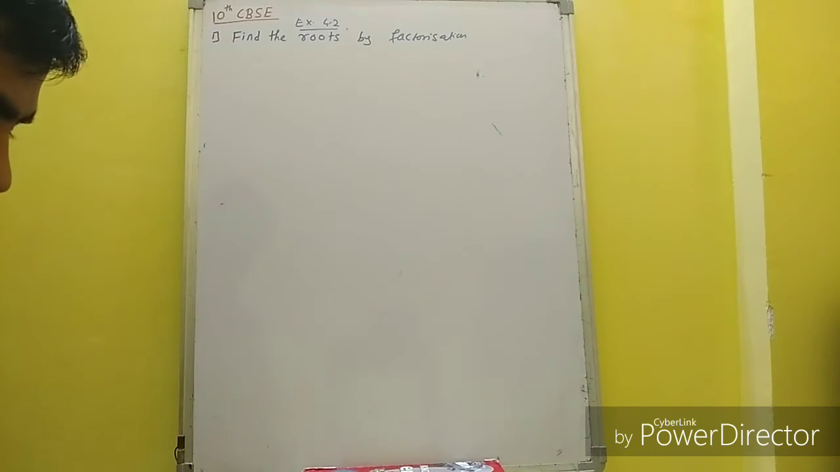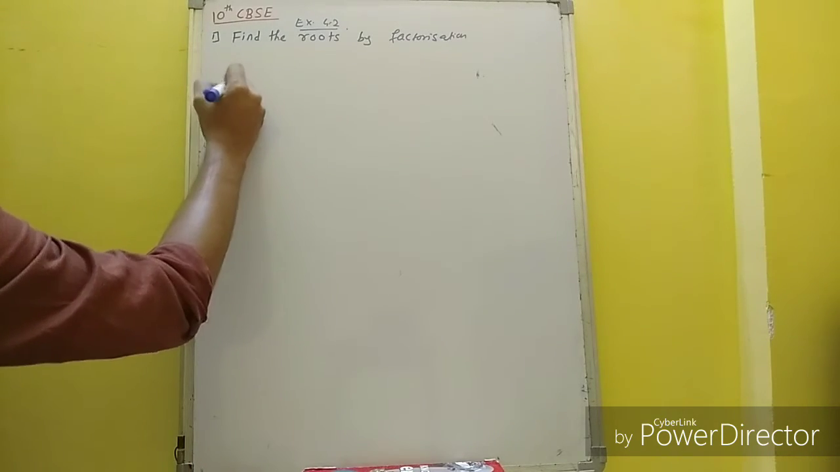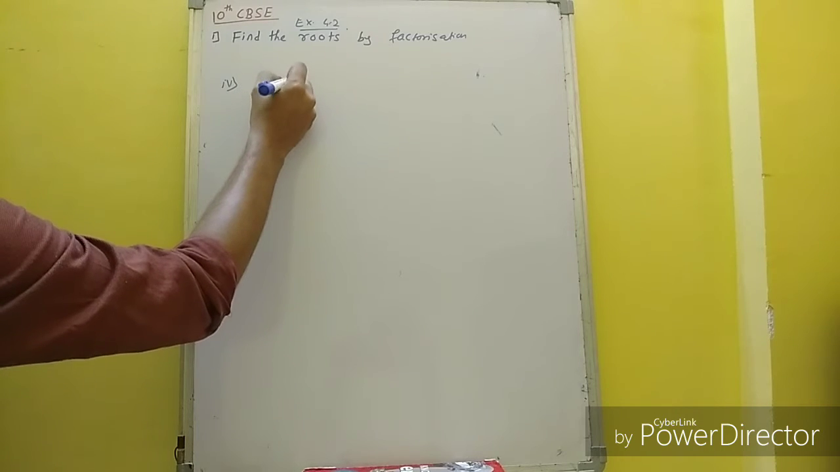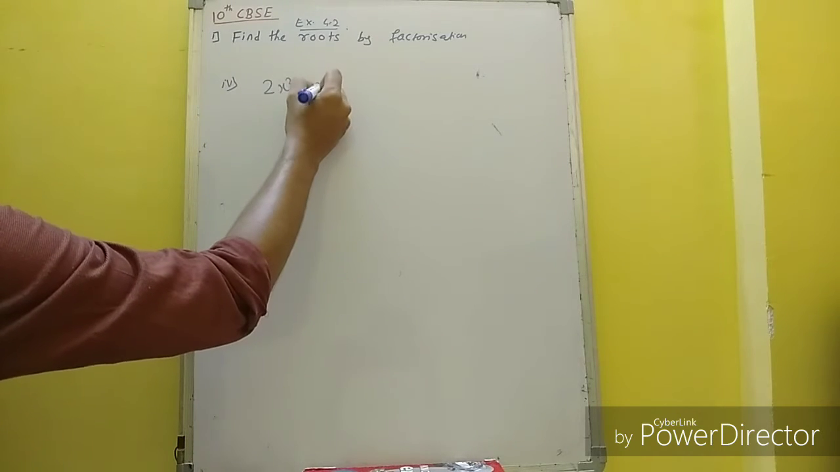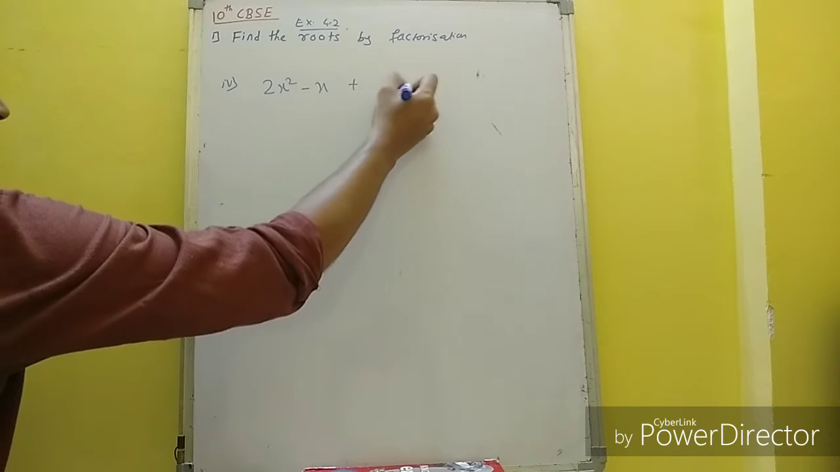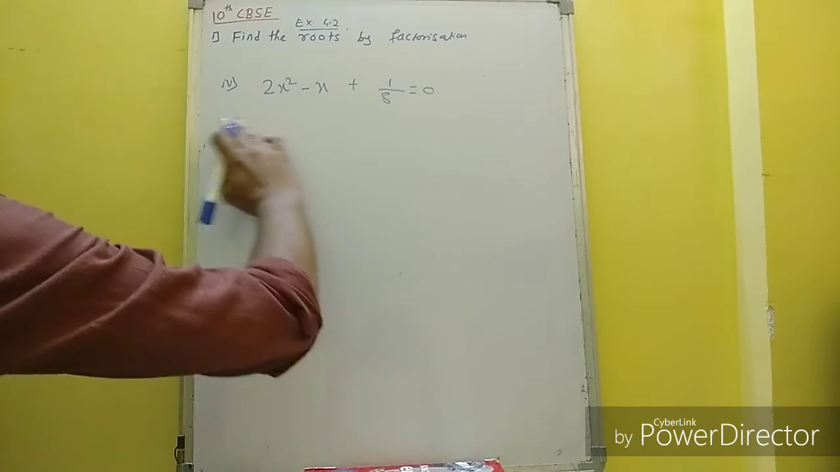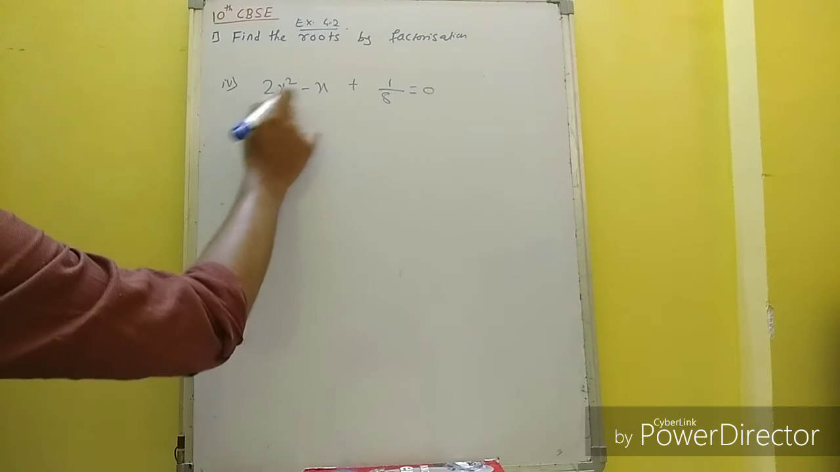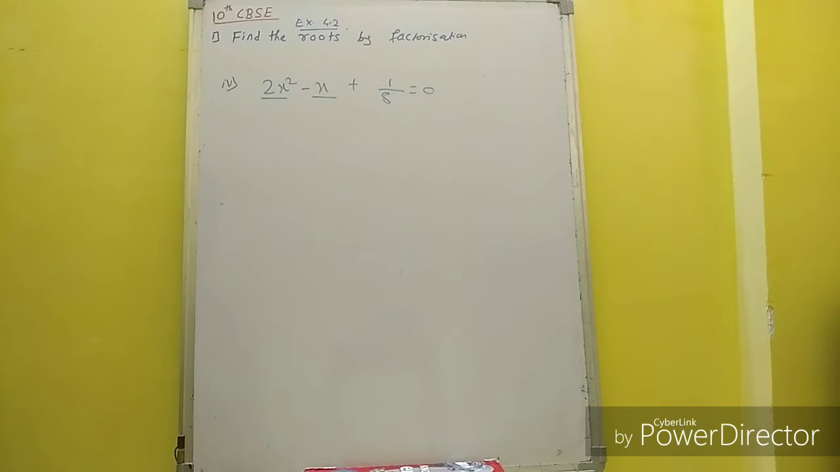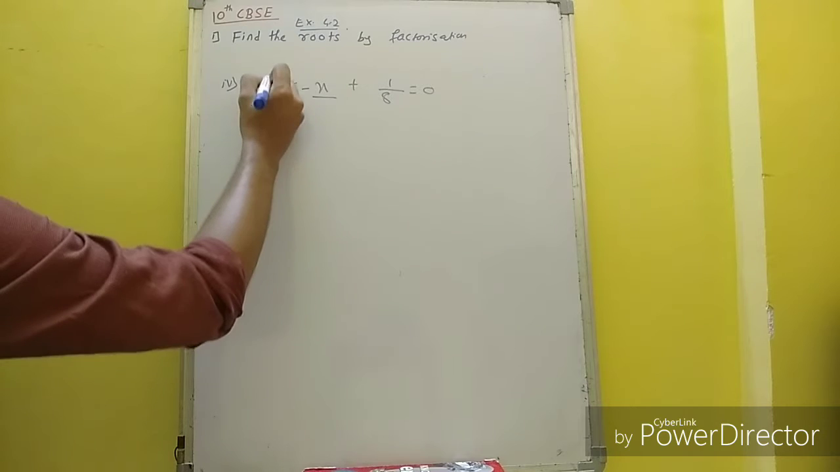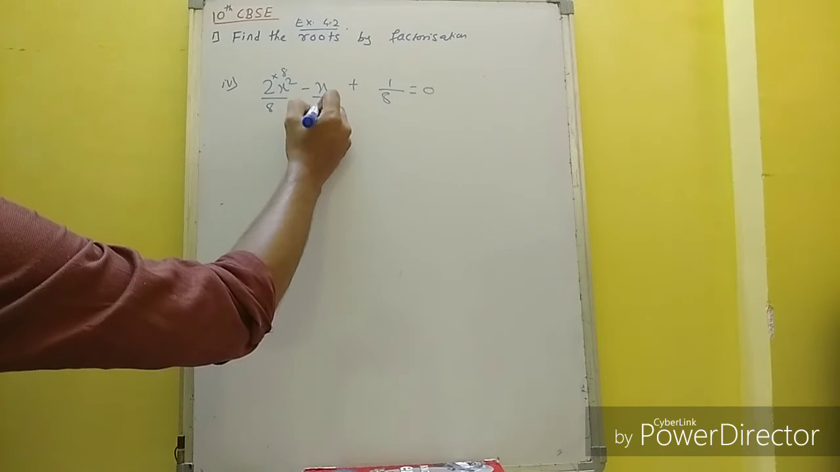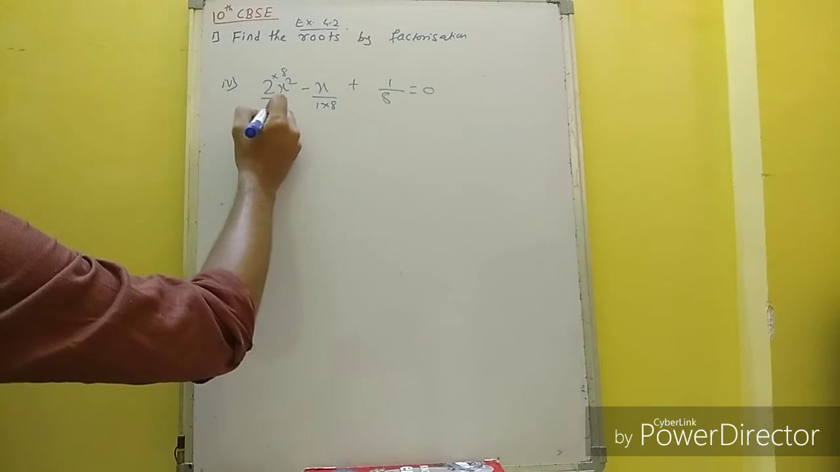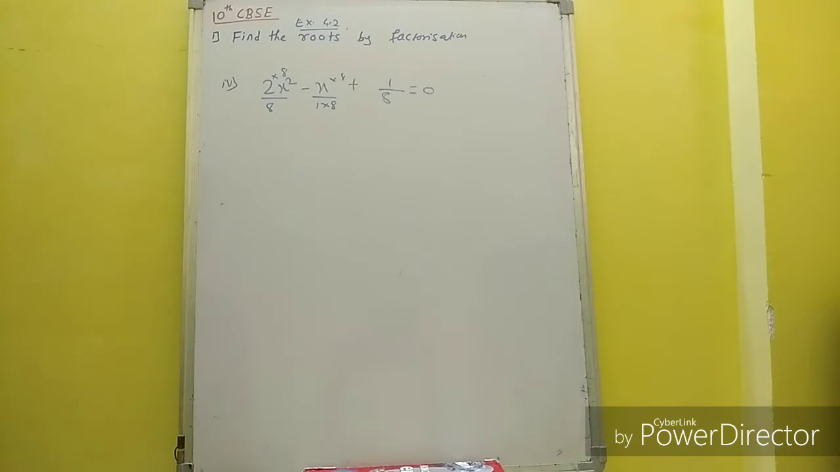What is the fourth question? We have 2x square minus x plus 1 upon 8 is equal to 0. Okay. First of all, I will try to bring 8 in all the denominators. Over here, it is already there. So to bring 8 over here, I will multiply the numerator by 8, and to bring 8 over here, I will multiply by 8 and also 8 in the numerator.